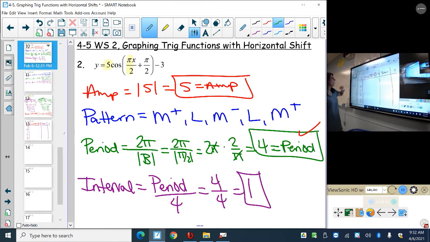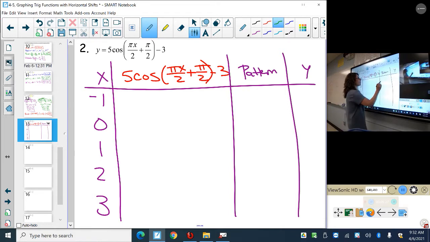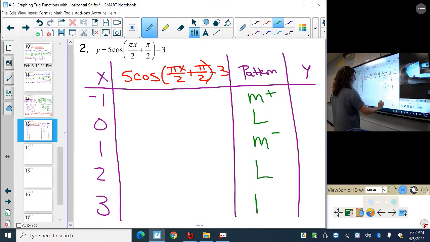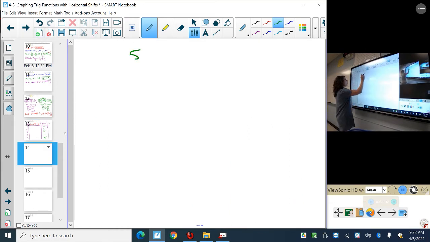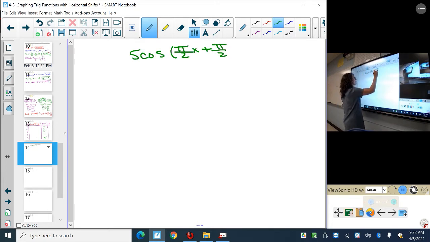Now, we already said back here that our pattern was motorcycle handlebars: max, level, min, level, max. So if I come back down here and write that down, I have my maximum, I have my level, I have my minimum, I have my level, and I have my maximum. Now, we're going to do some math to prove that we are correct, okay? So to do that, I'm going to have 5 times the cosine of pi over 2x plus pi over 2 minus 3. Now, the very first number we're plugging in for x is going to be negative 1.